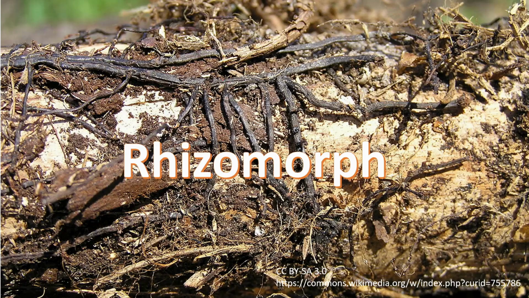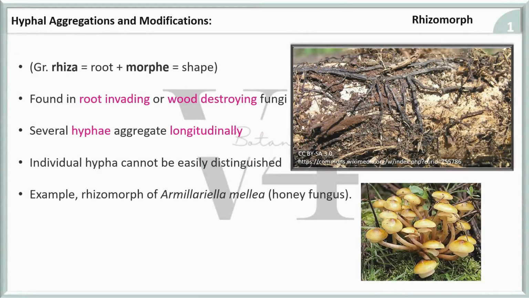In this picture, you can see dark brown structures. They look like roots, like plant roots, but they are not. These are all hyphal aggregations. From this image and the word rhizomorph, you must have understood that this modification appears like a root, so it takes the shape of the root. The word rhizomorph is derived from Greek words, rhiza meaning root and morph meaning shape.